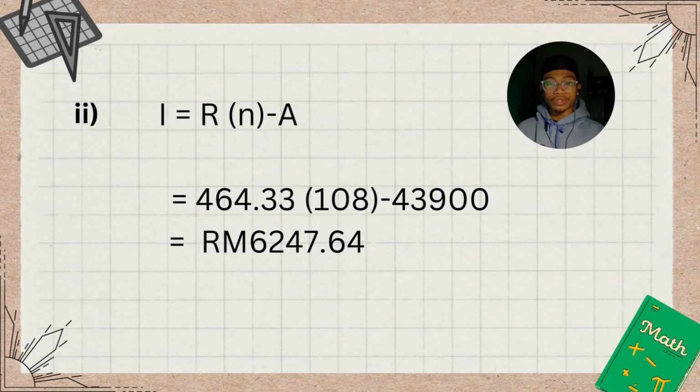So, for question 2, we must calculate the interest accrued, which is I. So the formula is I equals R in bracket N bracket minus A. So after we fill in the formula, we get 494.33 in bracket 108 bracket minus 43,900. After we calculate, we get RM 9,247.64.